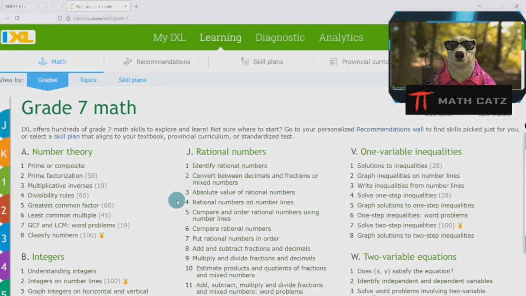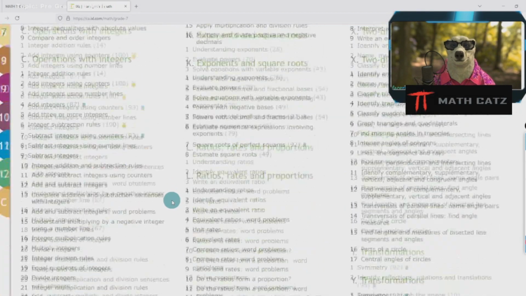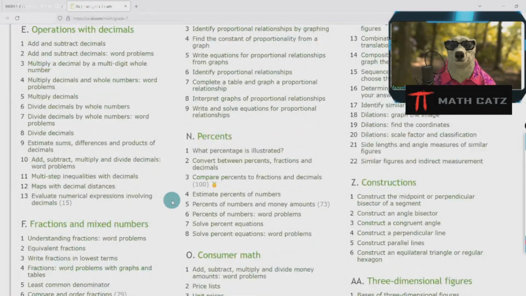Grade 7. I want to look at percentages. Well, they're called percents. That sounds weird, so I'm not going to say it. Little introduction here. Let's see what there is to see in grade 7.